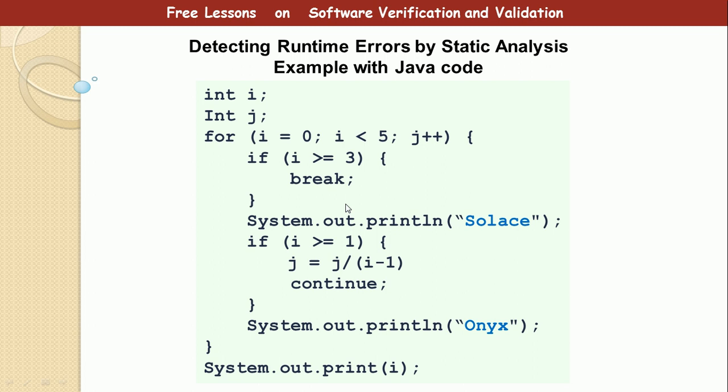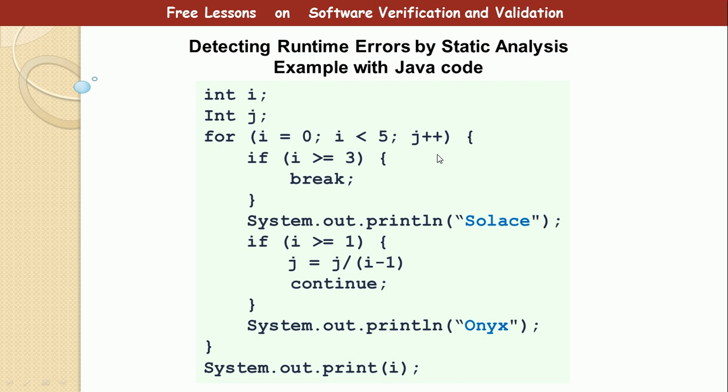So let me give you a few seconds to detect errors in this program. Okay, so what do you think? Where are the errors? You get it right? See here? I equals 0, I less than 5, J plus plus. What is the result of this? It results that this for loop will be an infinite loop. It's not going to end because you are not incrementing the loop variable.